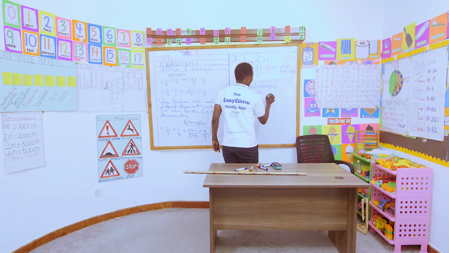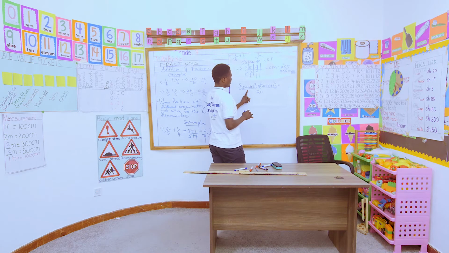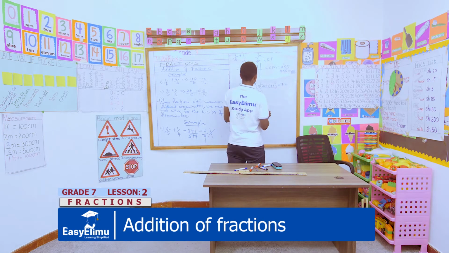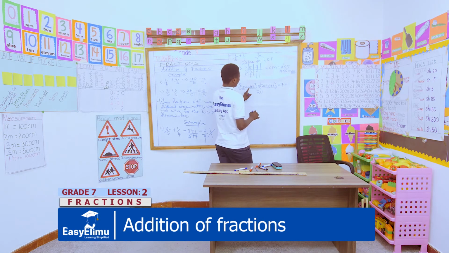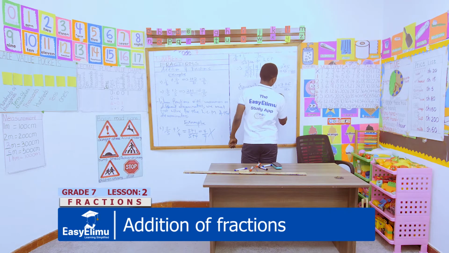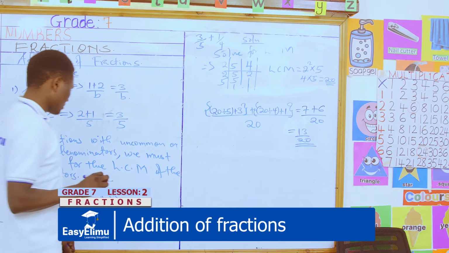This will give us 20 divided by 5, that is 4, times 3, that is 12, plus 20 divided by 4, that is 5, times 1, that is 5, over 20. So if you do that, you'll get 17 over 20. Are we together? Good.